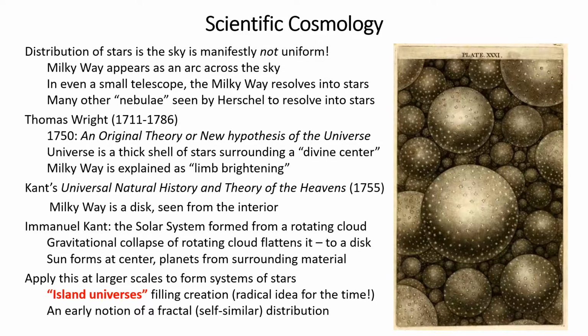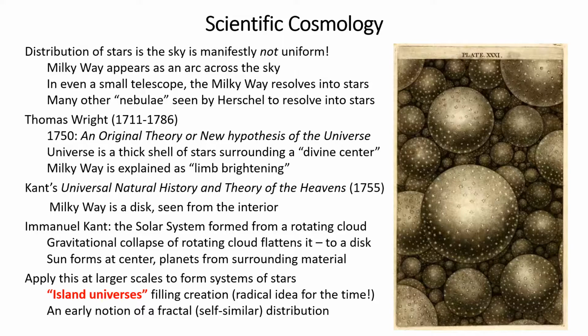Kant supposed that the universe, or the solar system rather, formed from a rotating cloud. The gravitational collapse of the rotating cloud flattens it to a disk. And so he imagined that an analogous process might flatten a system of stars like the Milky Way. So he applied this same idea in physics to larger scales.